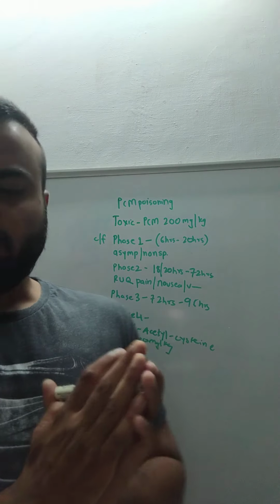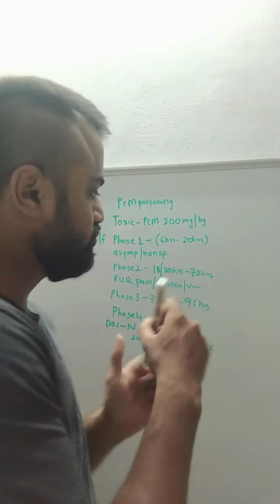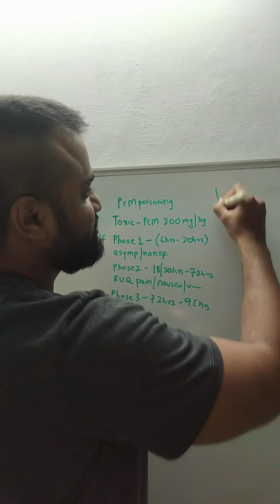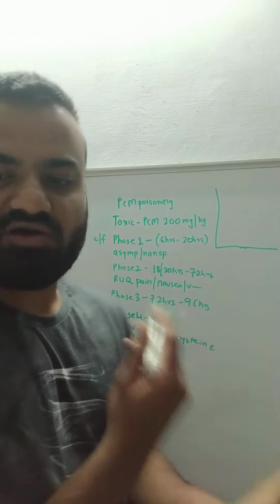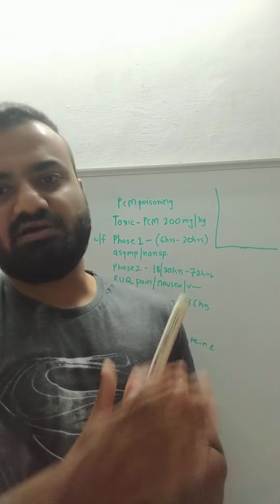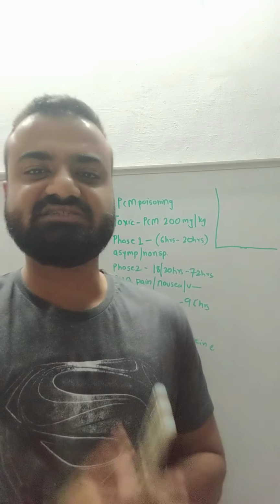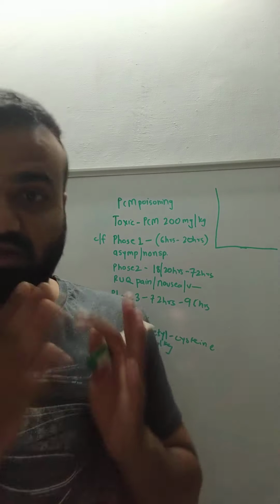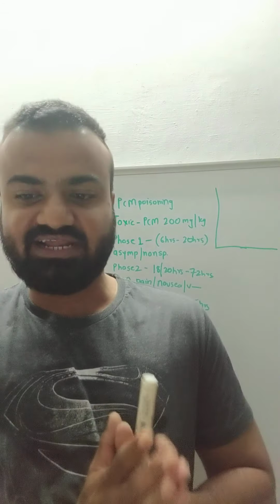And usually we plot nomograms. When the patient comes to you, we plot the nomogram of PCM levels in the blood, and we check if the nomogram is crossing the line. If it is crossing the line, then we suspect that the patient requires N-acetylcysteine. We do not give all patients N-acetylcysteine.